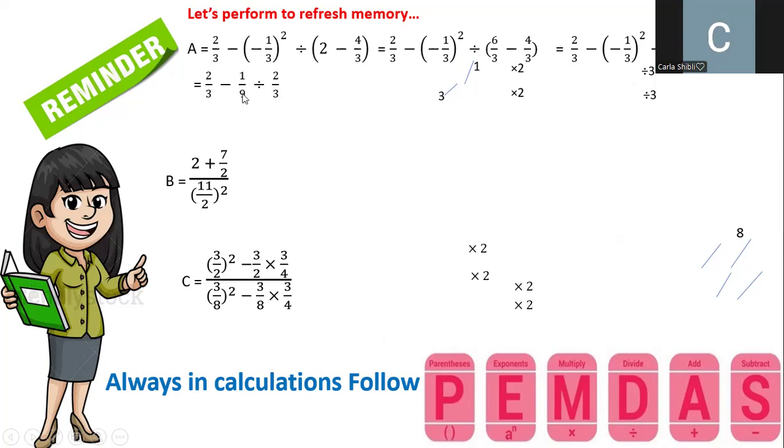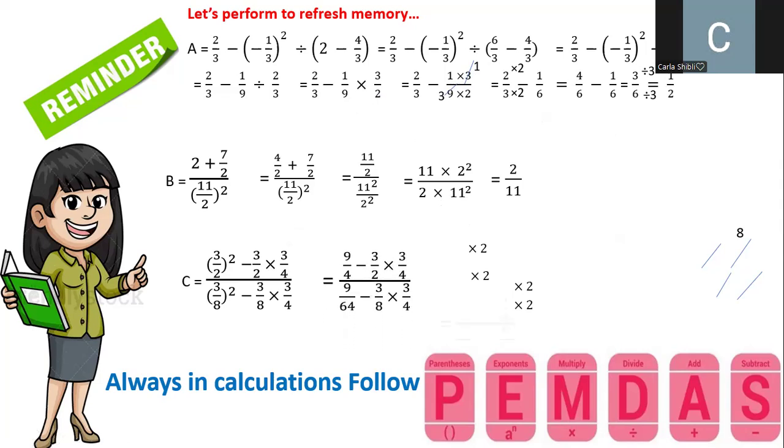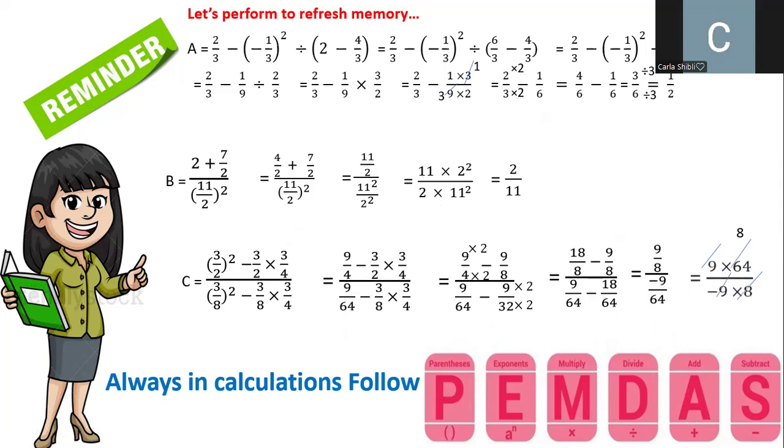Division is the strongest, and division is changed into multiplication. Now I multiply 1 times 3 over 9 times 2. I divide the 3 and 9 by 3: 3 over 3 is 1 and 9 over 3 is 3. Now I get 2 over 3 minus 1 over 6. I change my fractions into like fractions. Then I reduce the result fraction. Please solve these two examples. They are also solved for you. Solve them on draft following PEMDAS. Please don't forget, we follow PEMDAS.